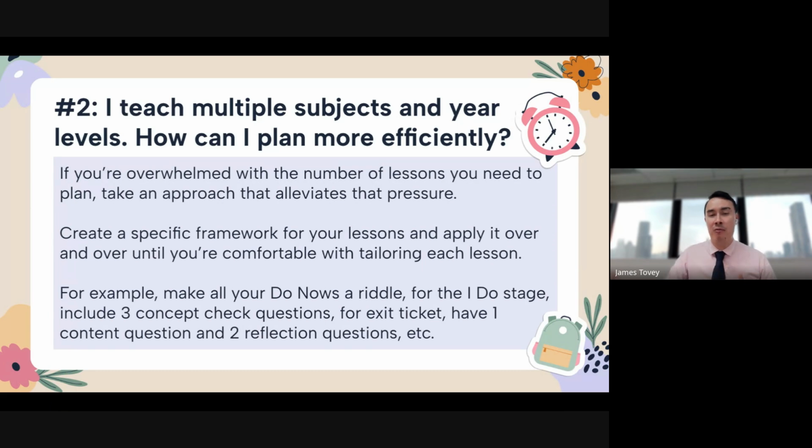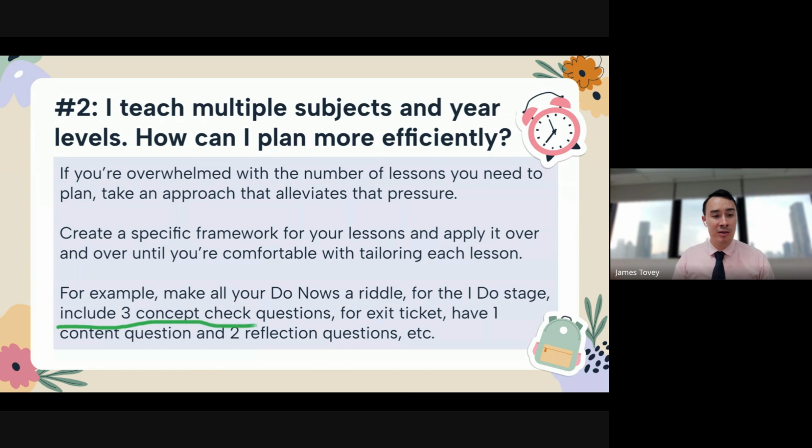So that way you don't have to come up with, oh, how can I introduce this new concept for this lesson every time, right? Just copy and paste. What did I do last lesson? Boom, paste it into the do now of this lesson. Make it easier on yourself until you feel comfortable enough to tailor it in more depth.